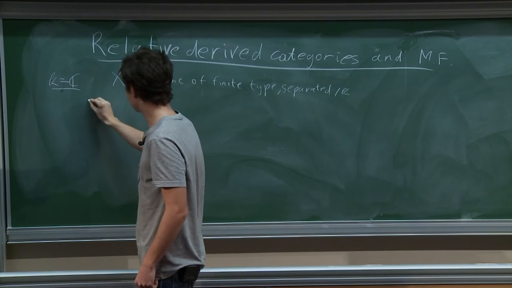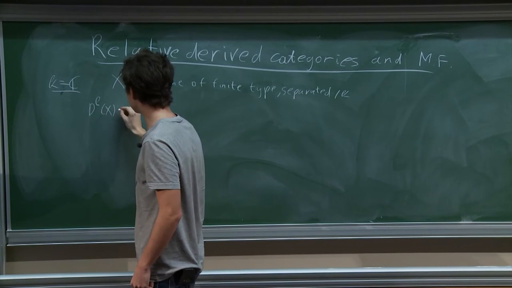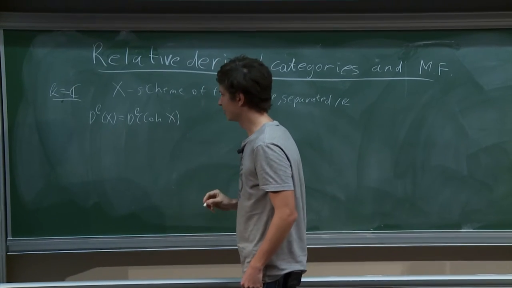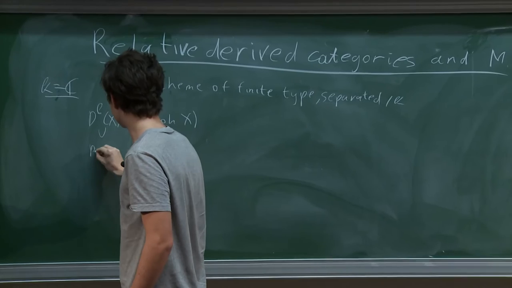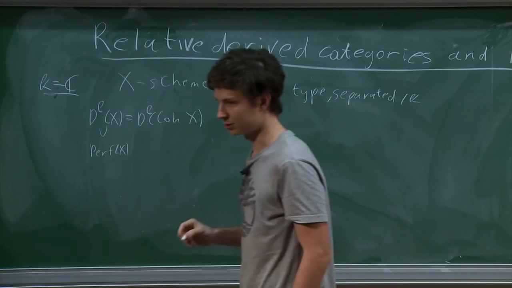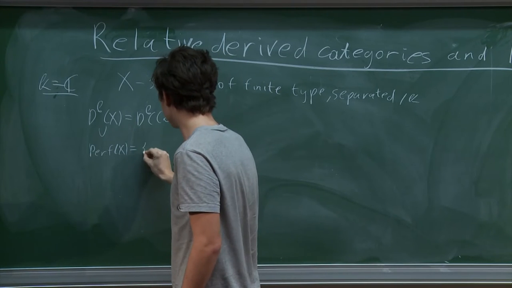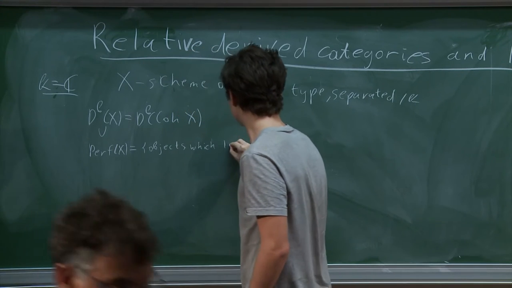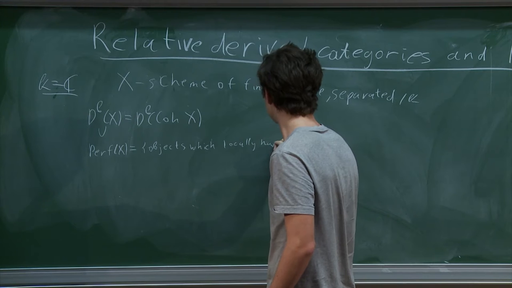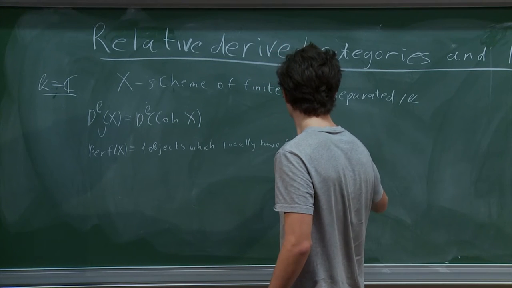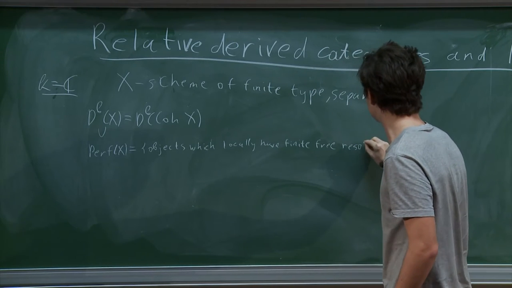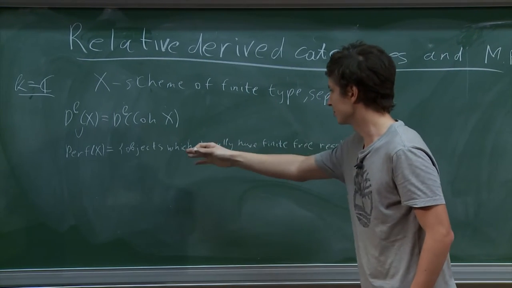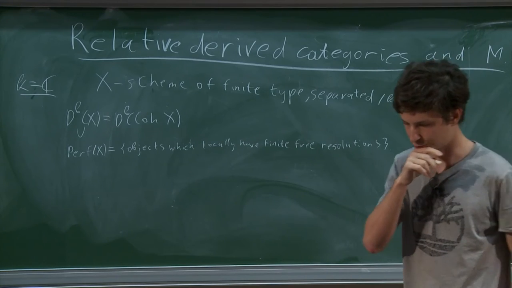I'll recall that we have the derived category of coherent sheaves, which I will just denote by D^b(X). And inside it, we have a category of perfect complexes, which is just by definition objects which locally have finite free resolutions. If it's quasi-projective, you may of course consider global resolutions.